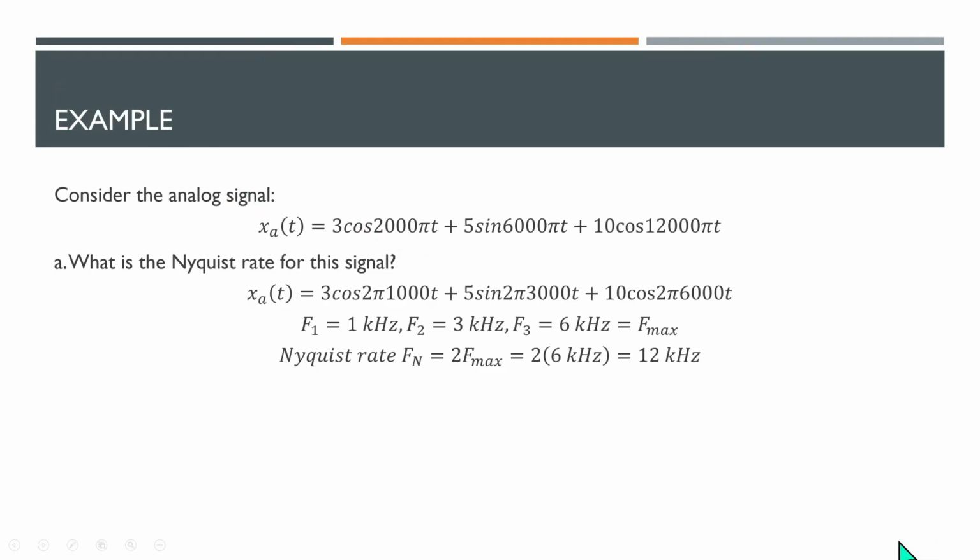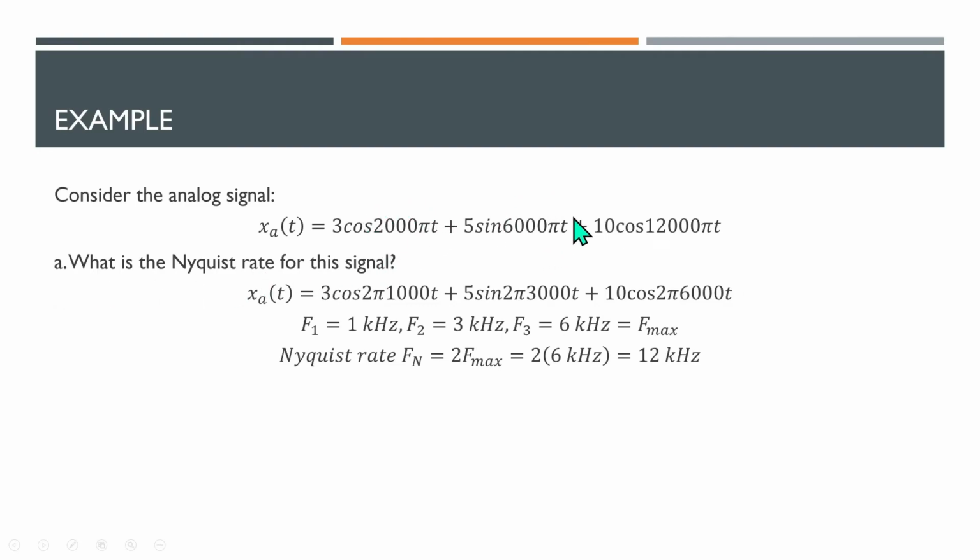We now proceed to the last example. Consider the analog signal x sub a of t equals 3 times cosine of 2000 pi t plus 5 times sine of 6000 pi t plus 10 times cosine of 12,000 pi t. For letter A, what is the Nyquist rate for this signal?